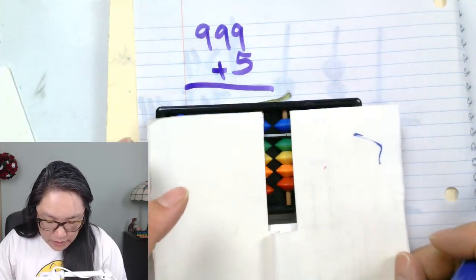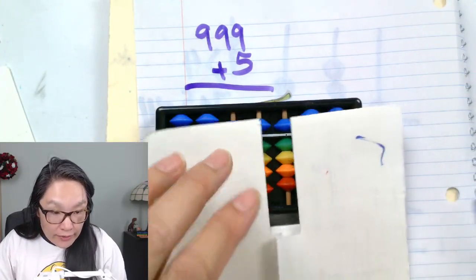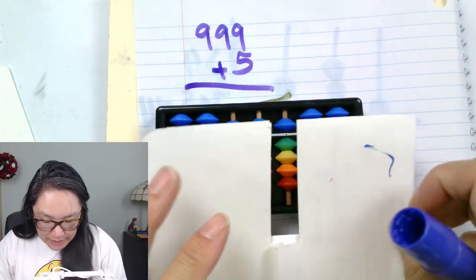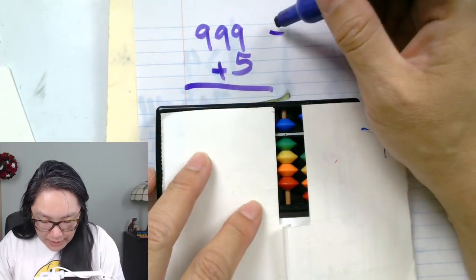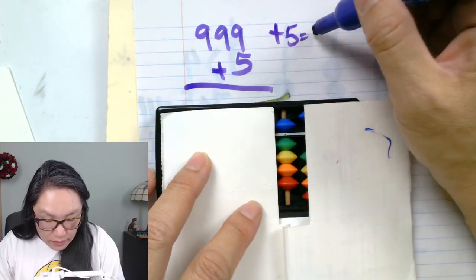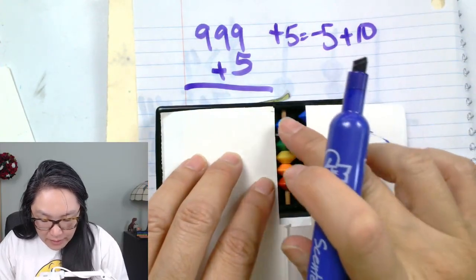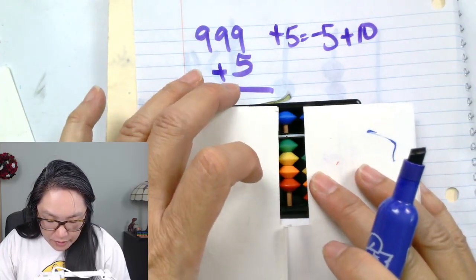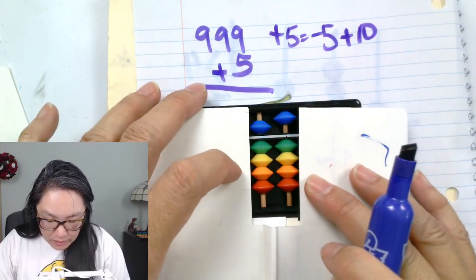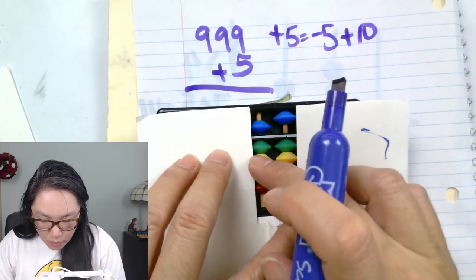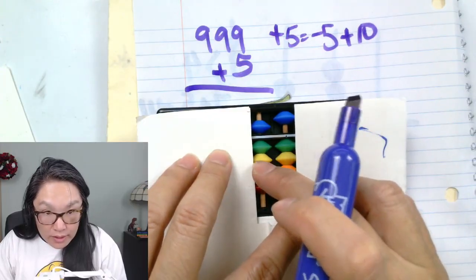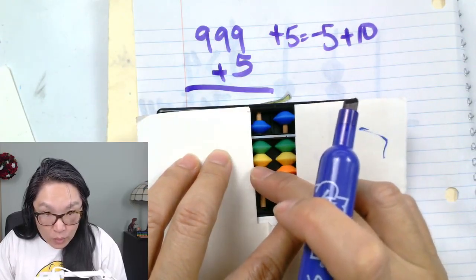Well, notice I'm going to add the 5. To add the 5, what happens? I can't do it. So plus the 5 is equal to minus the 5 plus the 10. So I'm going to minus the 5, and then I'm going to plus the 10. Notice 10 is a 1 and a 0. I'm going to add the 1 here.